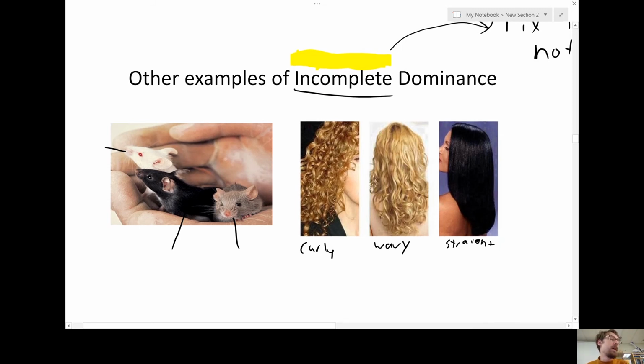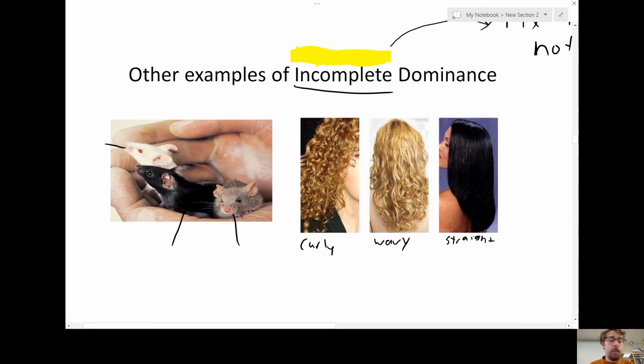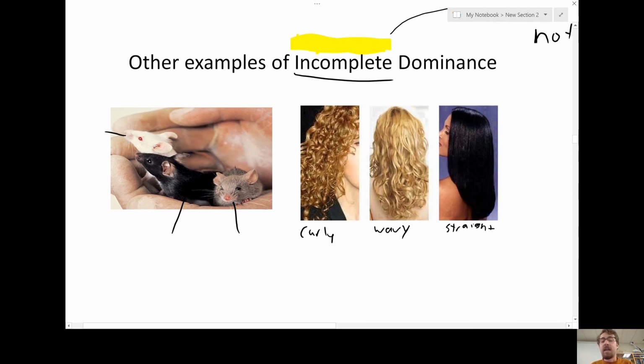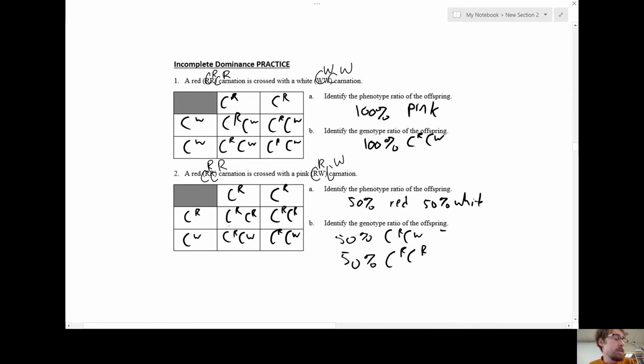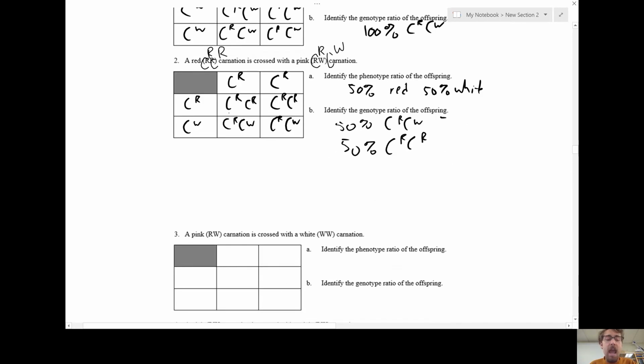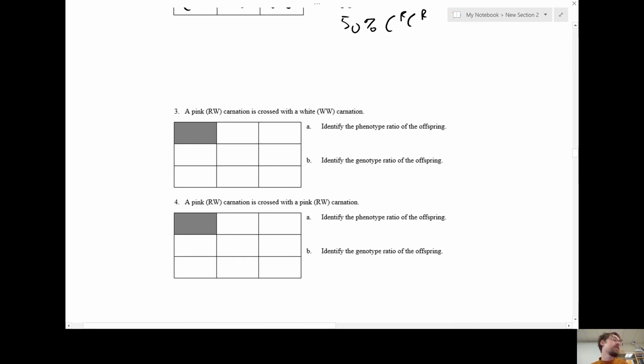On your next page, you've got some more Punnett squares. Kind of work through those. Practice your incomplete dominance. So just kind of pause, take a second to complete those. So we've got two of these questions kind of answered. Double check your answers. Take a look at 3 and 4. Kind of work through them yourselves. If you have questions about these two, let me know.